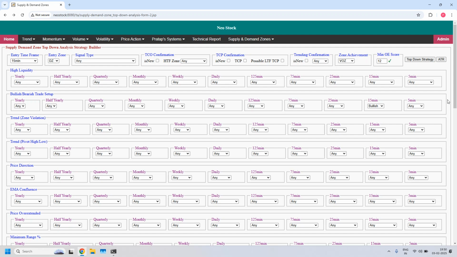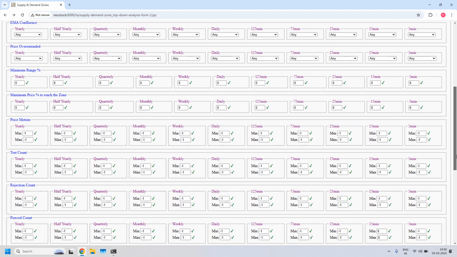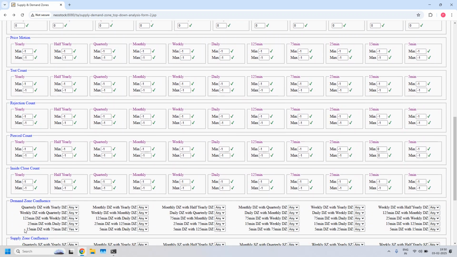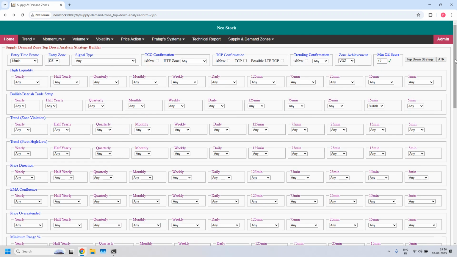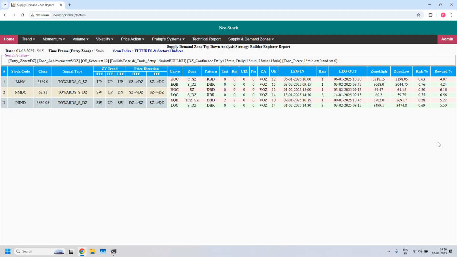Next, let us look for LTF, ITF, HTF demand zone confluence supported stocks. Removing EMA filter. In the demand zone confluence, 3 filters we have to set. First filter is already enabled. Second filter, 15 minutes demand zone with daily demand zone confluence. 75 minutes demand zone with daily demand zone confluence. With all the 3 filters enabled, we got 3 stocks. In these 3 stocks, these 15 minutes demand zones are overlapped with 75. Both together again overlapped with daily demand zone. And the daily trend is up in only 1 stock.